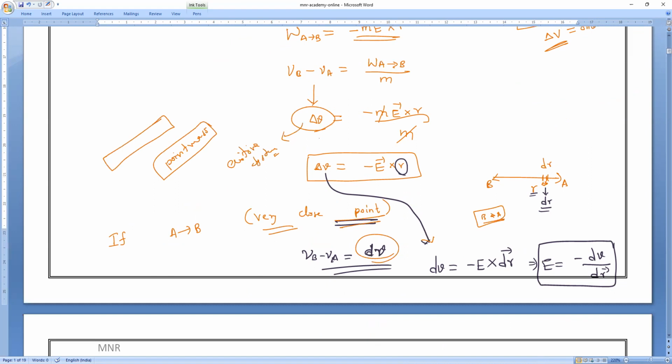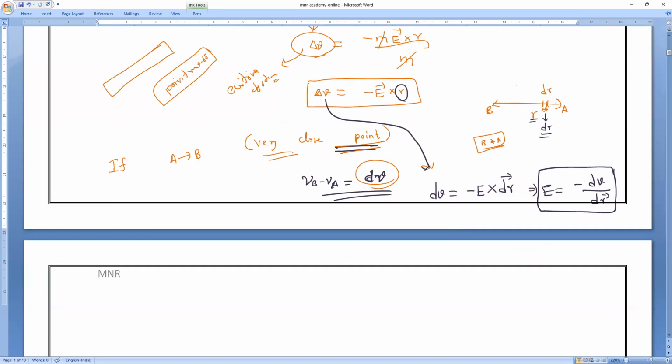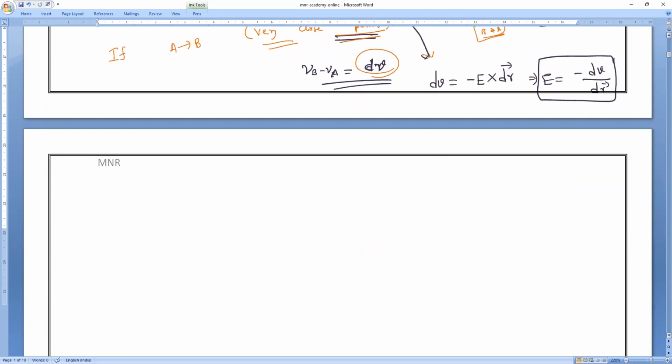Am I right? Do you understand what I am saying? So the entire system means delta V. It is only for a particular part, a very, very close point, so that it is dV. So dV is equal to minus E into dr, because the distance is very small. So E is equal to minus dV by dr. This is the relationship between gravitational field and gravitational potential. If anybody has a doubt, you can ask me, please. Are you clear, everybody? Yes, sir. Understand?